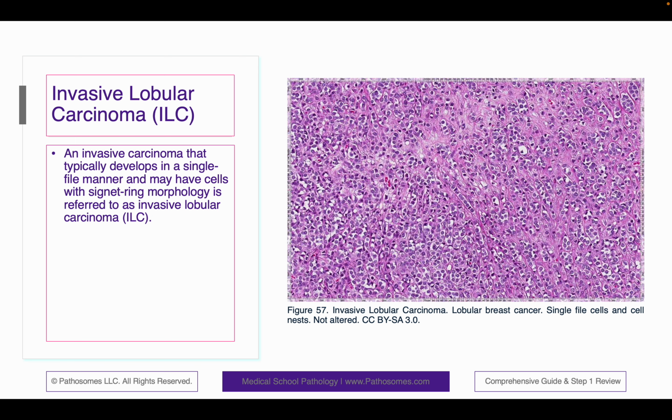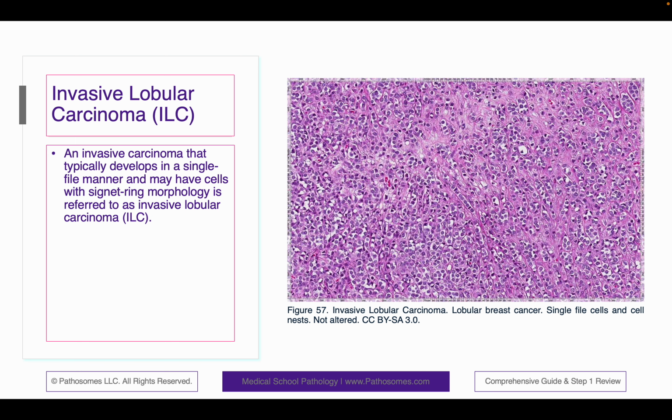Now, invasive lobular carcinoma. An invasive carcinoma that typically develops in a single file manner and may have cells with signet ring morphology is referred to as invasive lobular carcinoma. Now, if you look in the center of this image here, can you see some cells lining up in a single file line for the most part? Note the single file cells and cell nests are indicative of invasive lobular carcinoma.